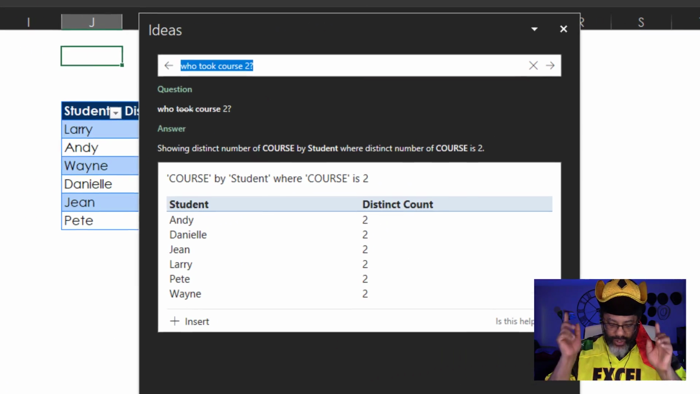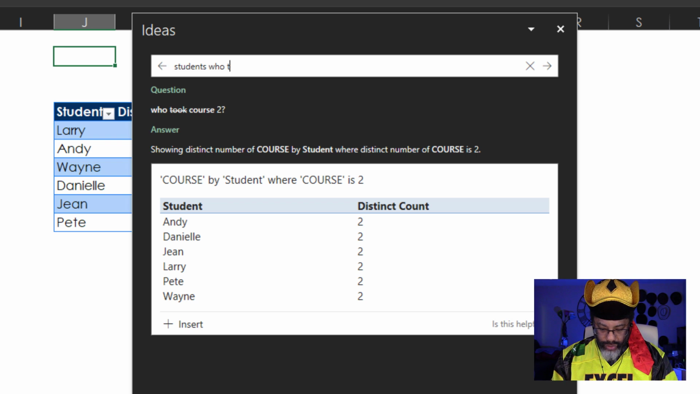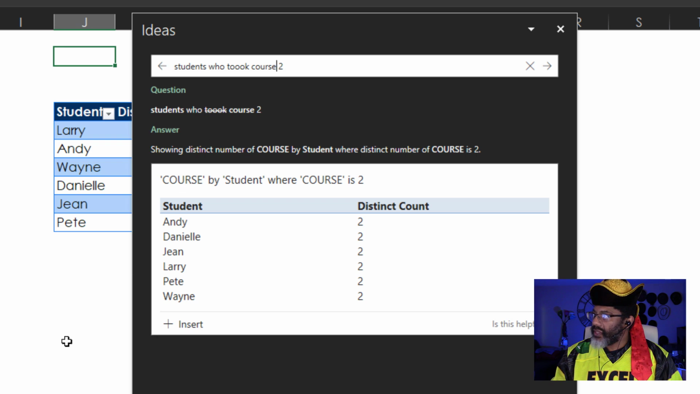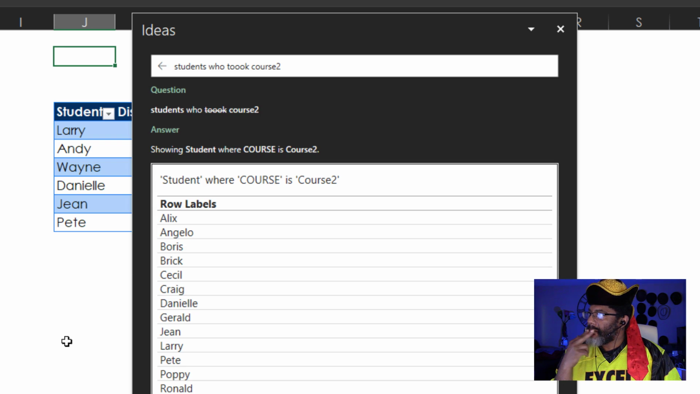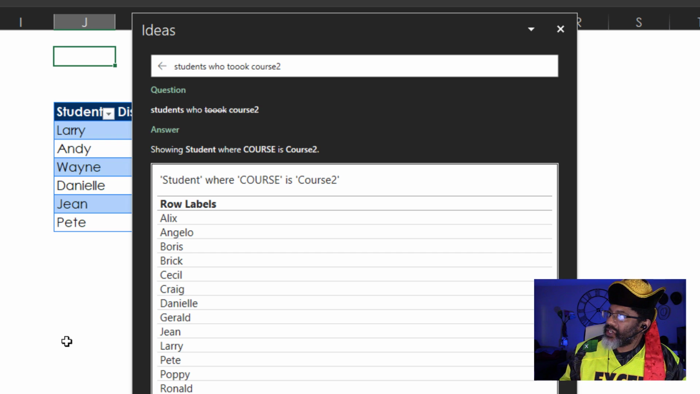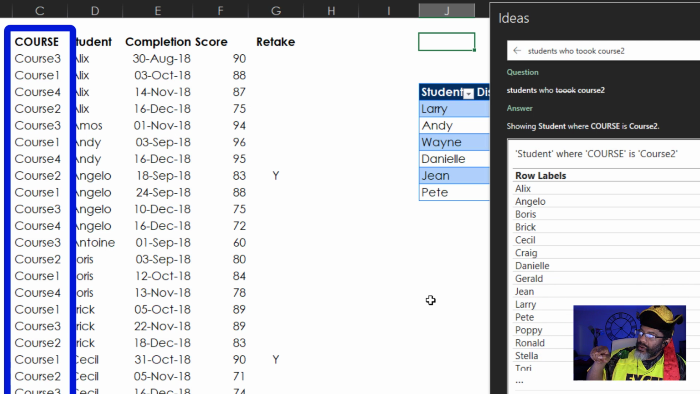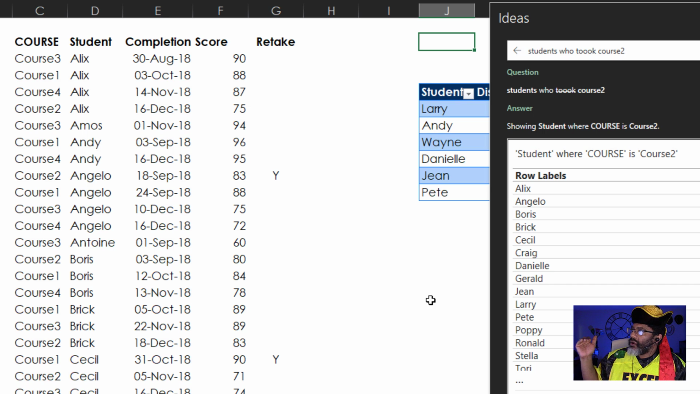I'm going to go back. Let's try this. Students who took course 2. We're back to this distinct count stuff. Maybe try this. Okay. That space made a difference because everything in the course column does not have a space between course and the number. Now we do have a list of students who took course 2. Notice I've misspelled took, but we still have an answer.